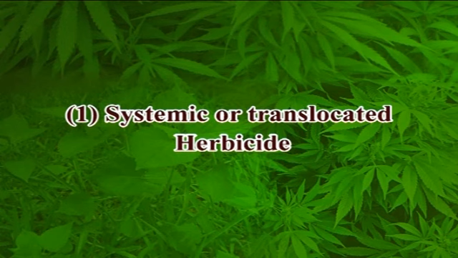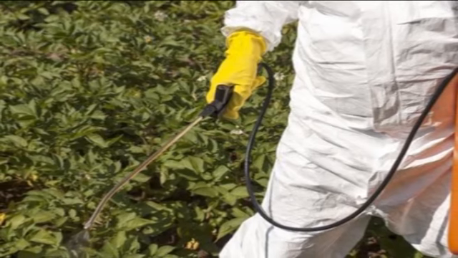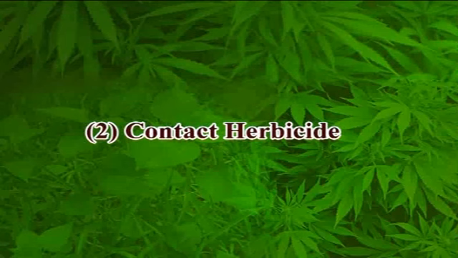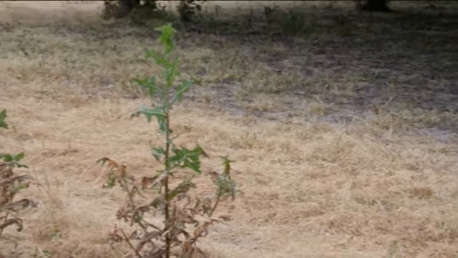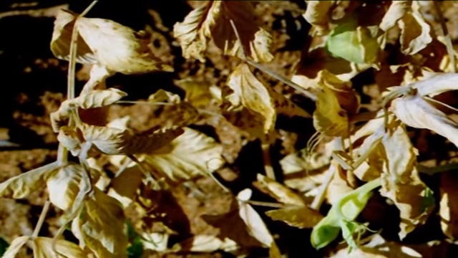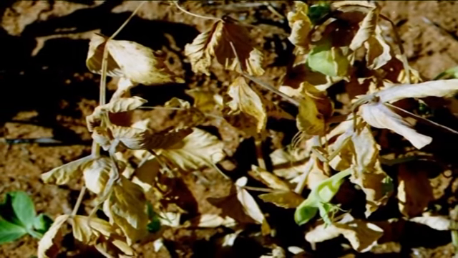The classification on the basis of mode of action is as follows. Number 1, systemic or translocated herbicides. The herbicides upon spray on the weed plants enter into the plant system and move in the vascular tissue throughout the plant system. Number 2, contact herbicides. The herbicide kills tissues which are very close to the point of application. Such herbicides should be applied thoroughly over the plant surface in order to kill the meristematic tissues in the buds and leaves. These may be either selective or non-selective.